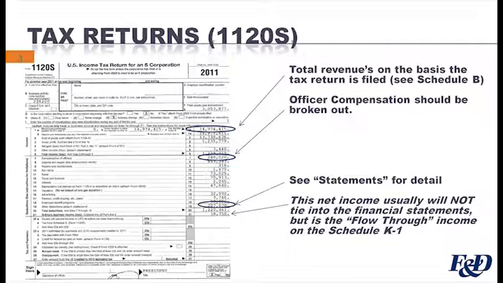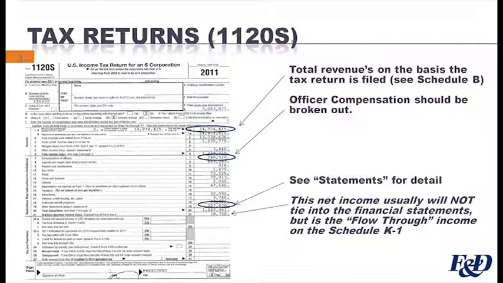A few key items to point out on the Form 1120S that may be different from the look and feel of a basic set of financial statements are in the expense section, where we break out compensation of officers separately. Line item 19, which is your other deductions. To get the detail of this, you'll need to go to the statements in the back of a tax return.